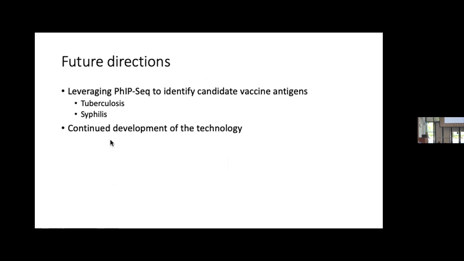So I have a study that I'm conducting. We showed this TB data to Gates, and they liked it. So I'm involved in a vaccine antigen discovery project through Gates. Also in discussions to do some antigen discovery for syphilis as well. And I continue to work on development of the technology.